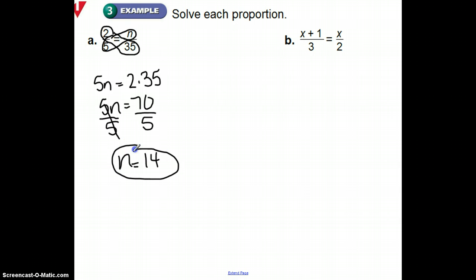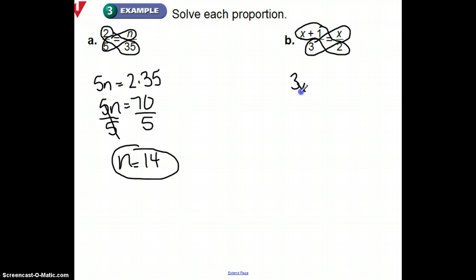Okay, pretty simple. Now if I think that's the answer, I could put 14 back in for n and make sure when I cross multiply they both equal the same thing. That's a way to check yourself. Okay, now in this direction.